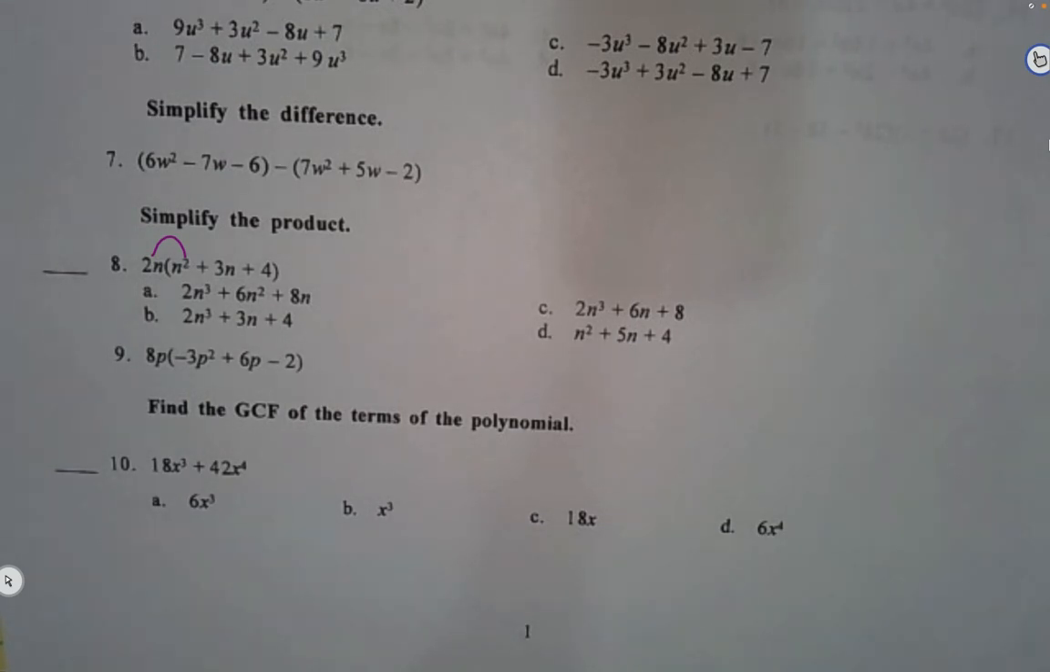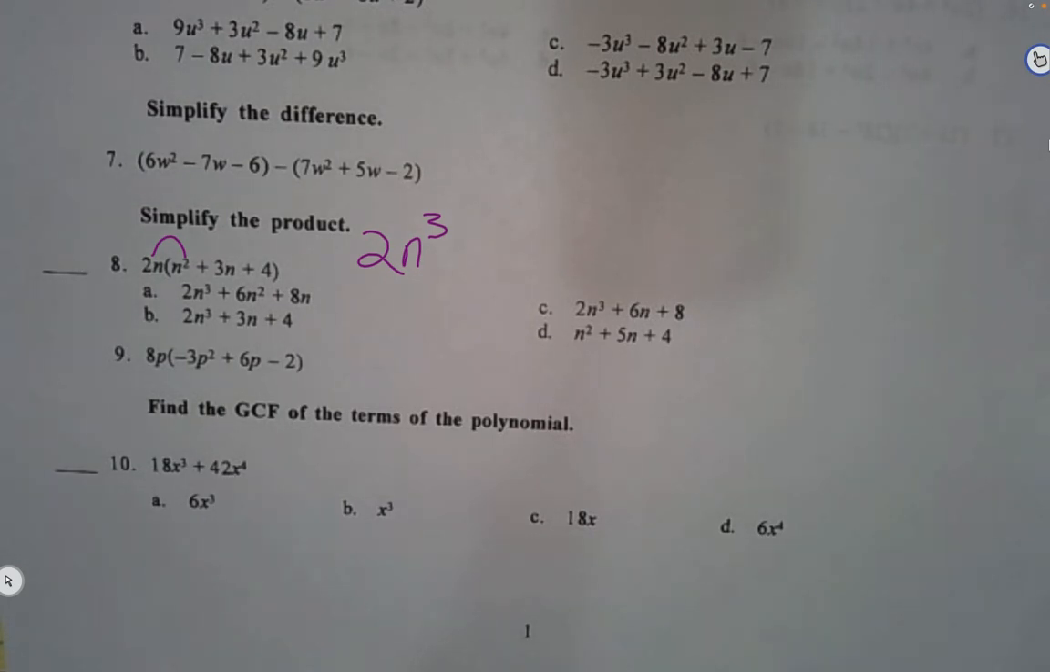2, yeah? 2. And then how many n's are there? 3. N to the third. 2n to the third. 2n times n squared. Okay, are we good with that? Yes? Now let's keep going.